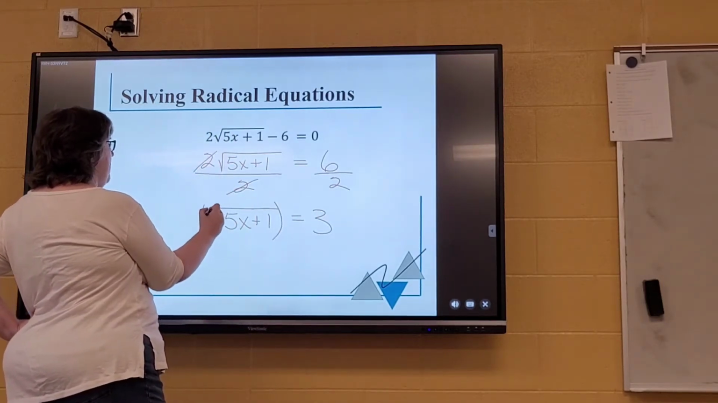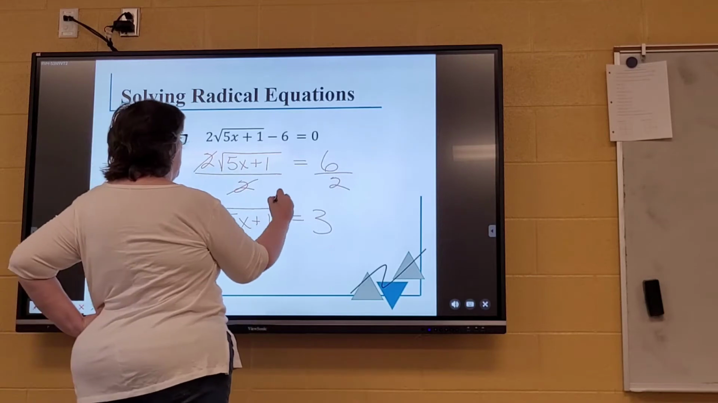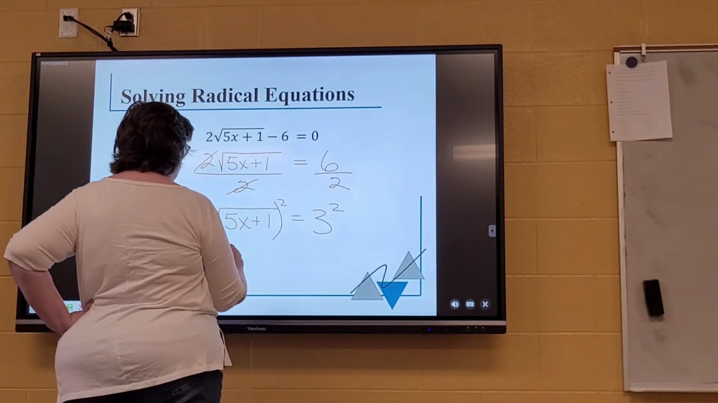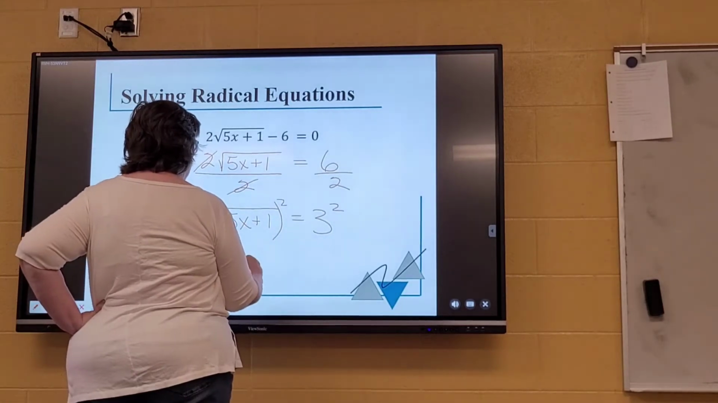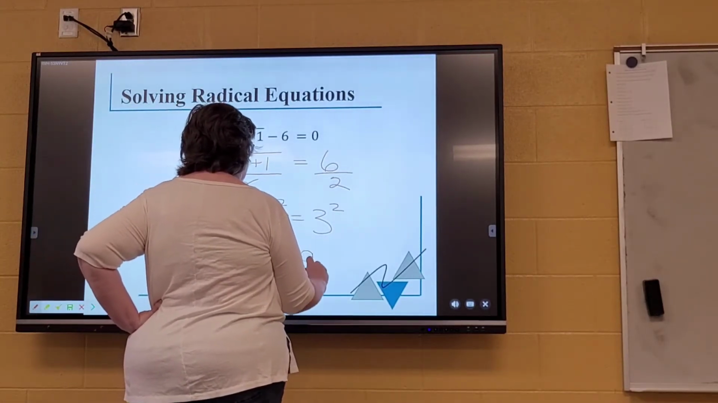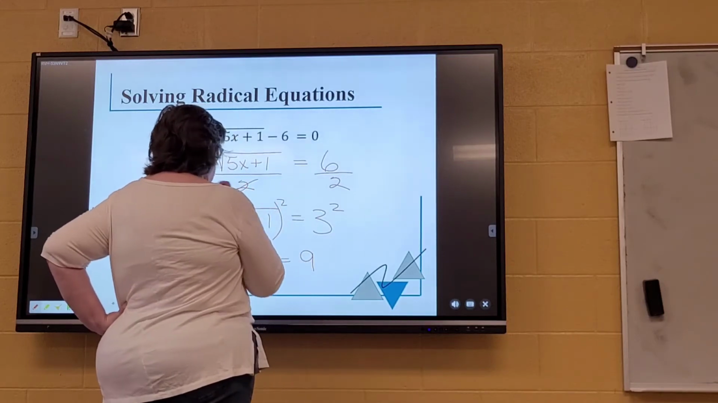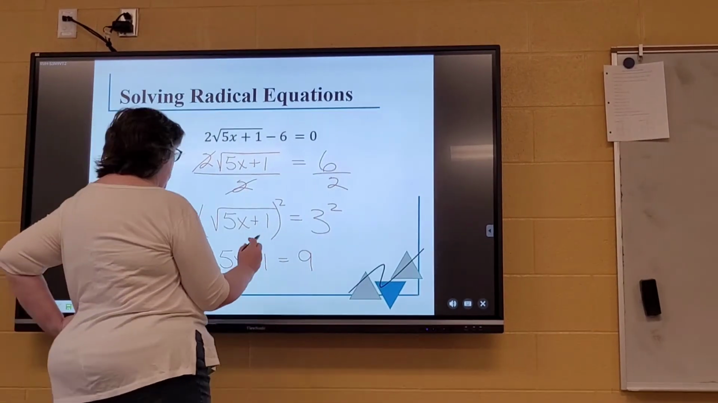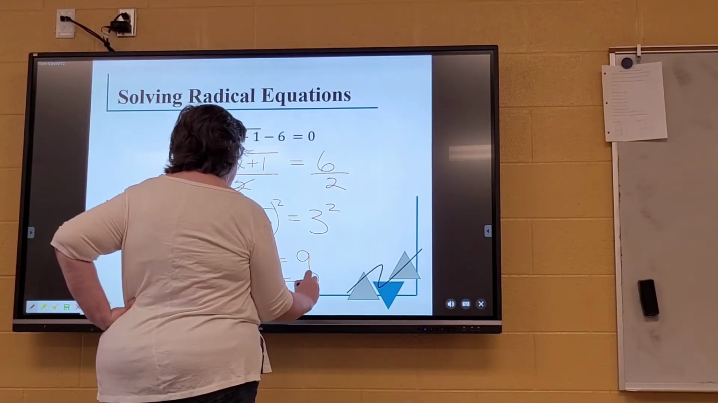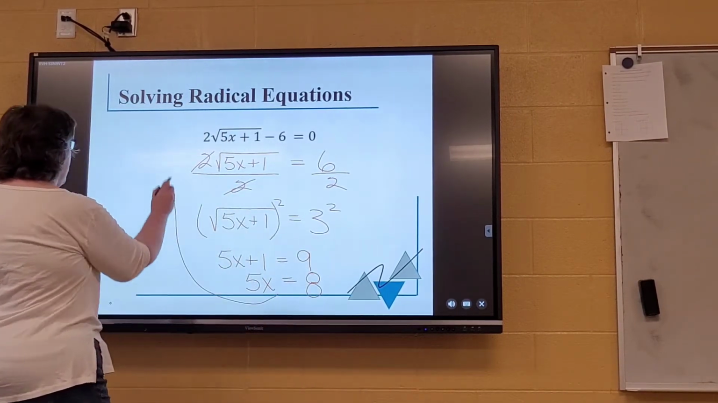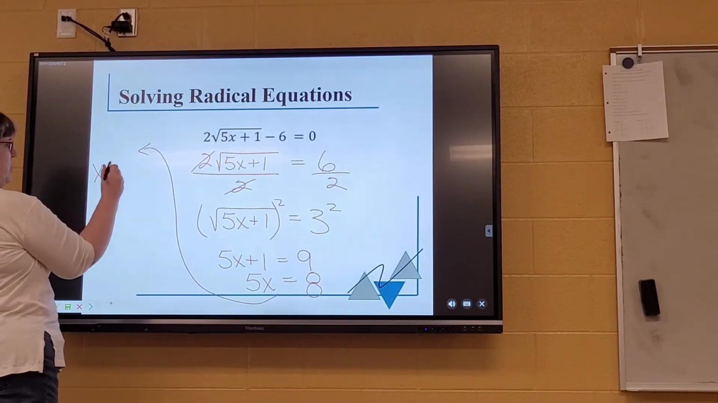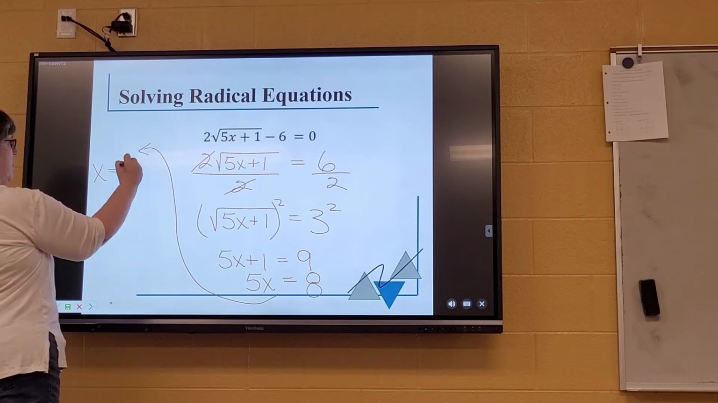If there's no index number, that's an implied 2, that's a square root. So we're going to square both sides to get rid of the square root. And I'm left with 5x plus 1 is equal to 9. Subtract 1 from both sides. I get 5x is equal to 8, which is x equal to 8 fifths.